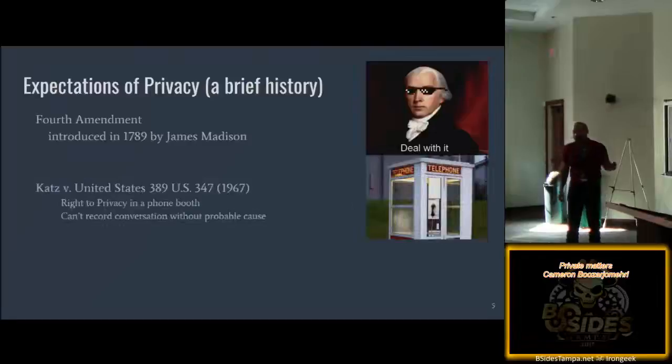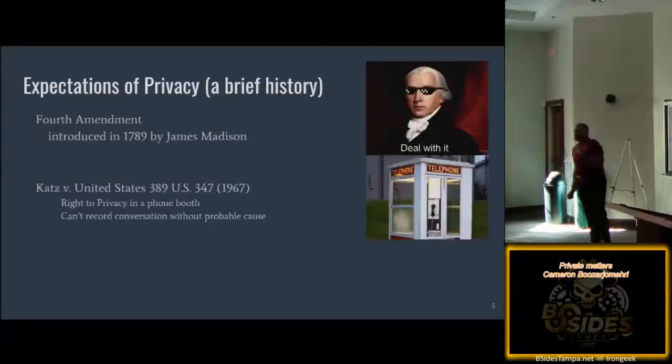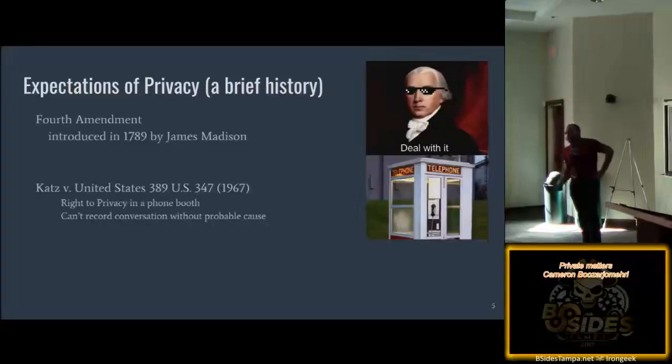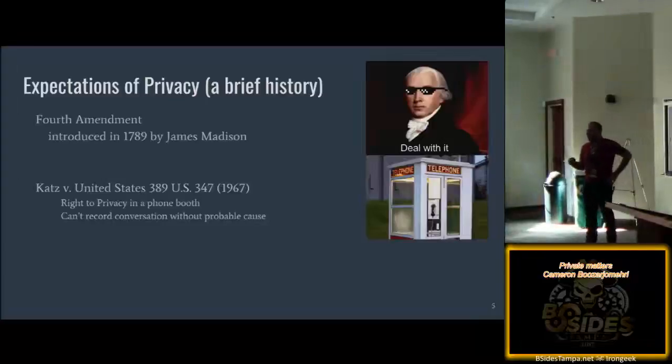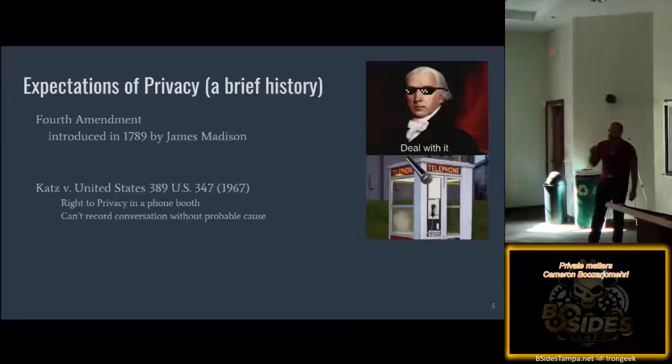Katz versus the United States, we move forward a little bit. This has to do with an individual who was placing cross-state gambling bets, which even today is illegal, using telephone booths. When the authorities found out about it, they knew, after tailing him a little bit, which telephone booths he was going to use to place the bets. Their solution was to bug the telephone booths, which would have been fine, except when they sent him to trial, he protested and went all the way up to the Supreme Court, where they said that once he closed the door to the phone booth, he had an expectation of privacy. This set a precedent that, even though I'm in public, there are places where I can expect privacy.